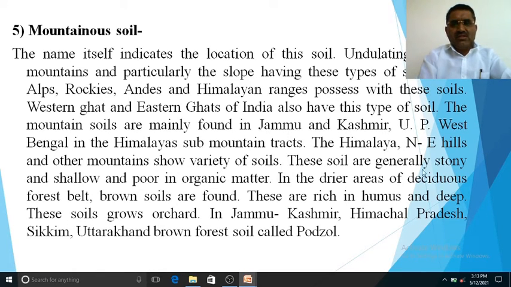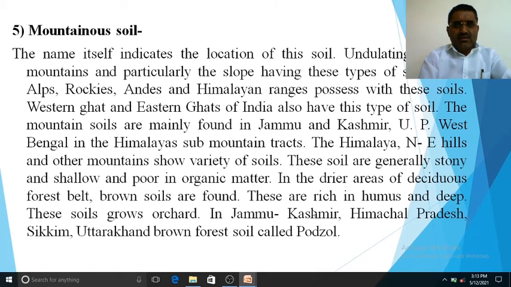These soils are generally stony and shallow and poor in organic matter, because as we know there are slopes, and the slopes can't bear the soil depth, and that's why the organic matter is also low in this part.